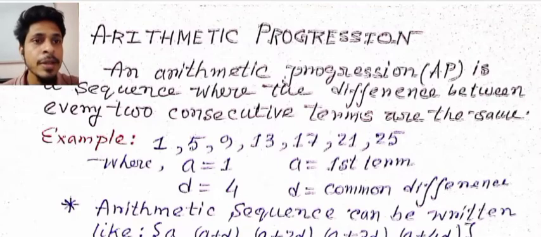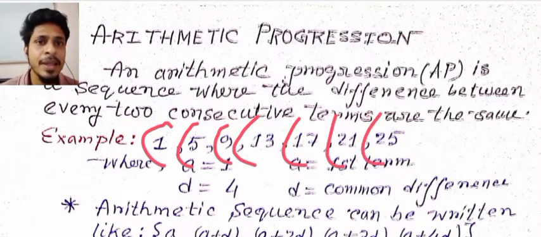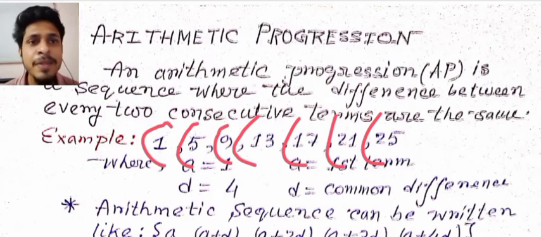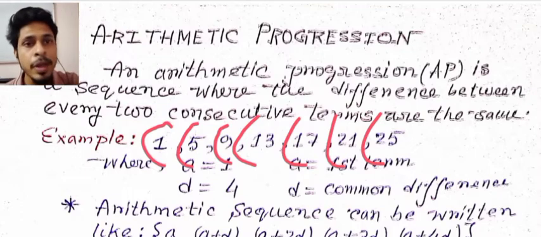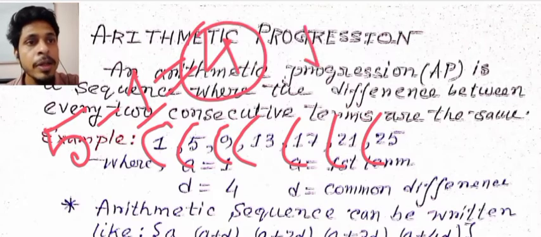Here we can see 1, 5, 9, 13, 17, 21 and 25. If we look clearly, we will find that there is a basic difference between two consecutive numbers. What is that? That is 4. If we subtract the first term from the second term, here the first term is 1 and the second term is 5, so 5 minus 1 is 4. So it is our D.